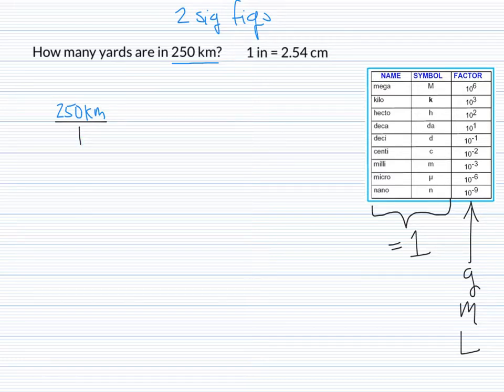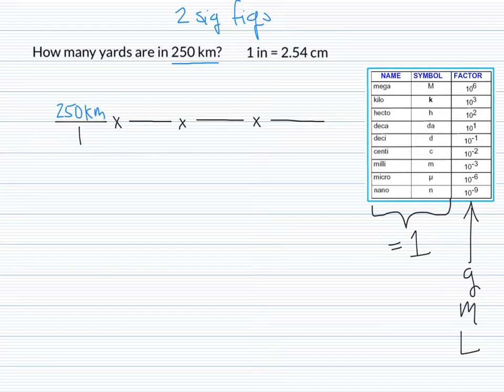I also like to set up the whole problem first and then figure out what numbers need to go in. Some people like to set it all up at once and put all the numbers in as you go, and that's fine too. However you want to do it is fine. So I need to go from kilometers to yards.